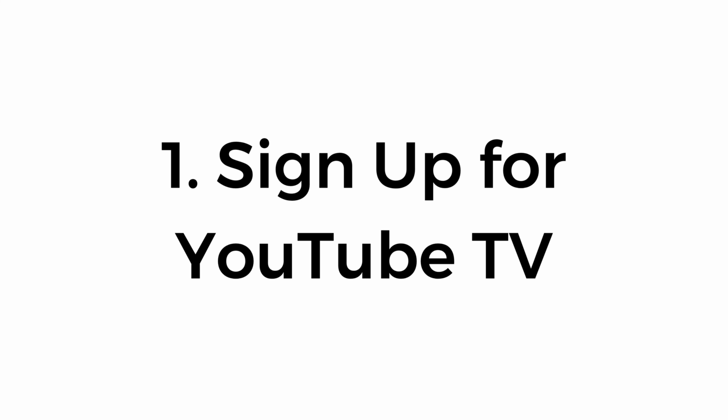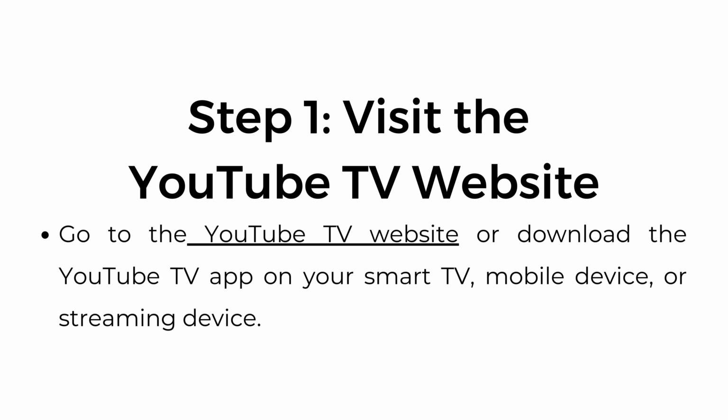Number 1. Sign up for YouTube TV. Step number 1. Visit the YouTube TV website. Go to tv.youtube.com or download the YouTube TV app on your smart TV, mobile device, or streaming device.